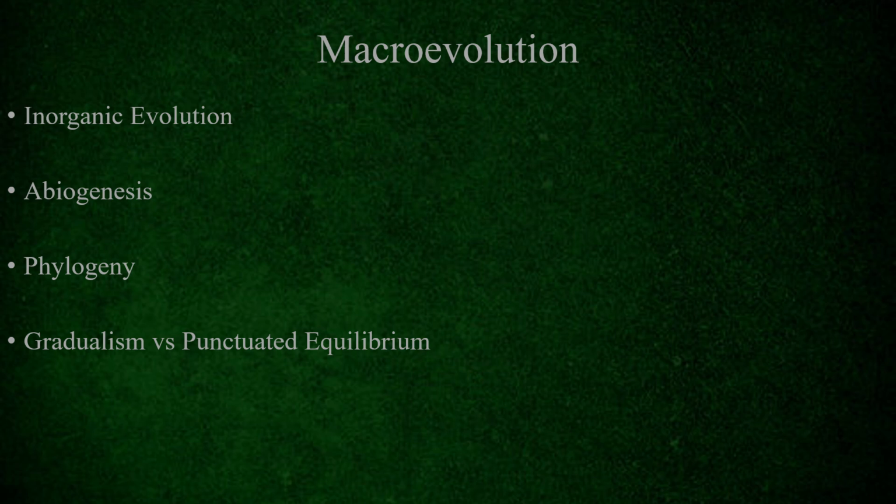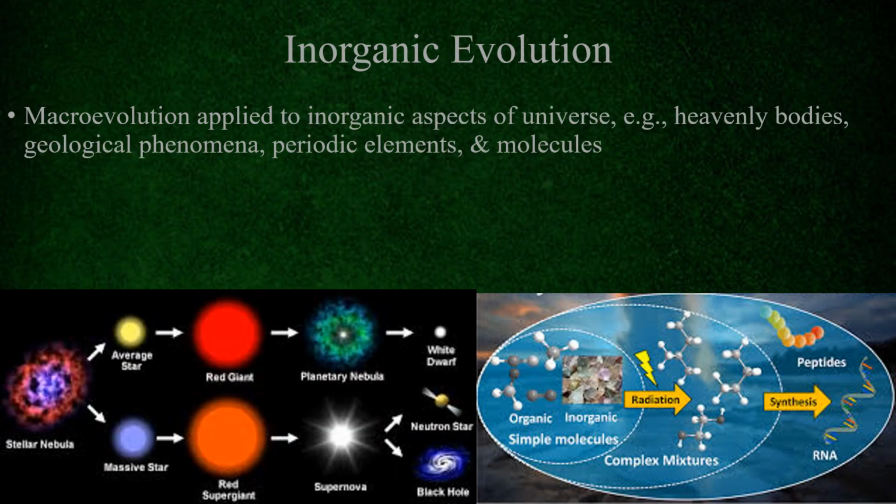On the macroevolution side, we will be looking at inorganic evolution, abiogenesis, phylogeny, and gradualism versus punctuated equilibrium. Inorganic evolution is macroevolution applied to inorganic aspects of the universe. So, for example, heavenly bodies, geological phenomena, periodic elements, and molecules, like I have in the images depicted.